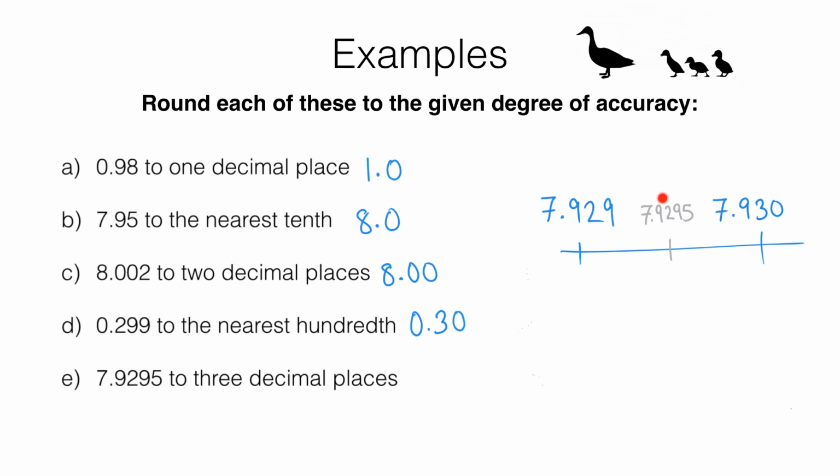And comparing this with this, we see that we are actually at exactly the halfway point. 7.9295 is exactly halfway between 7.929 and 7.930. So it's equally close to both, but remember, when this happens, we round up. So we're going to round this to 7.930. And notice this has got 3 digits after the decimal point, which is what we want because we were trying to round this number to 3 decimal places.